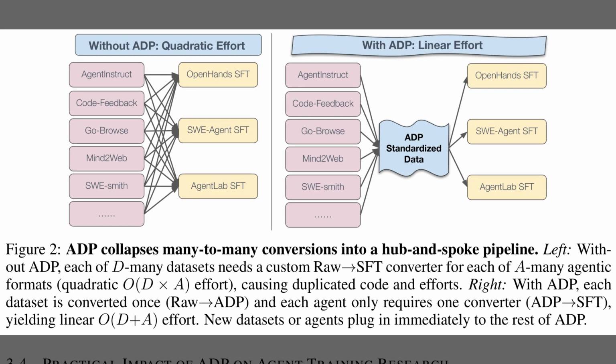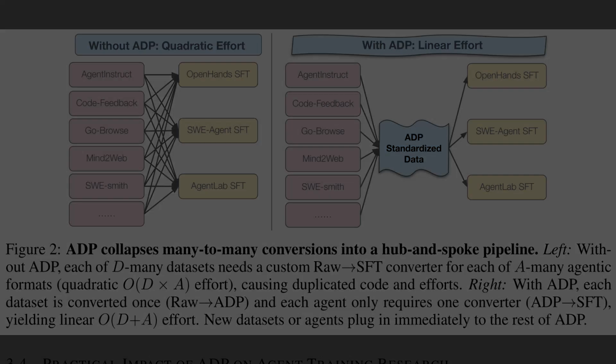So Table 1 set the scale of sources. Figure 2 shows how the protocol turns messy many-to-many conversions into a clean hub and spoke pipeline. The left panel depicts the quadratic burden, where each dataset needs a custom raw-to-SFT path to every agent harness. The right panel replaces that with one raw-to-ADP step per dataset and one ADP-to-SFT script per agent, which makes total effort roughly D plus A. New datasets or agents plug in immediately because the shared ADP hub stays fixed.